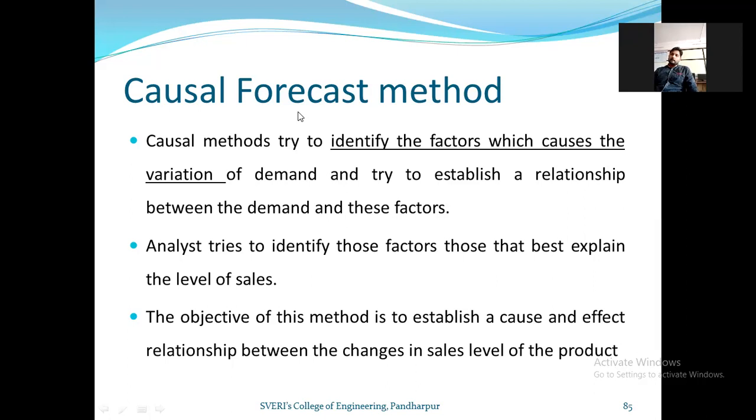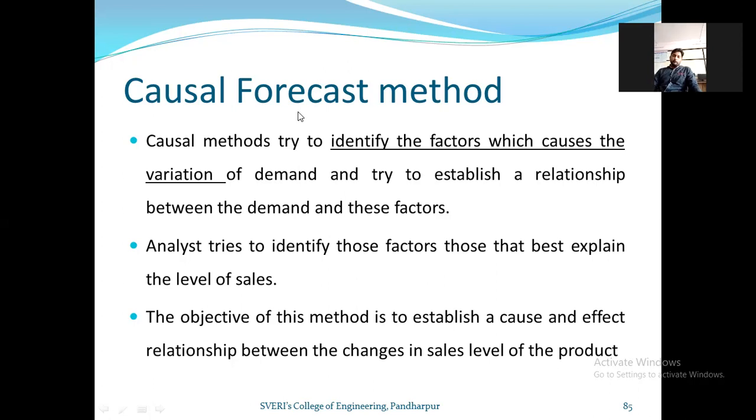So we have discussed the linear regression analysis, or the least square method. In that case also, we are establishing the relation between y and x. x is the deviation, and that deviation is connected to the time frame, and y is the demand.